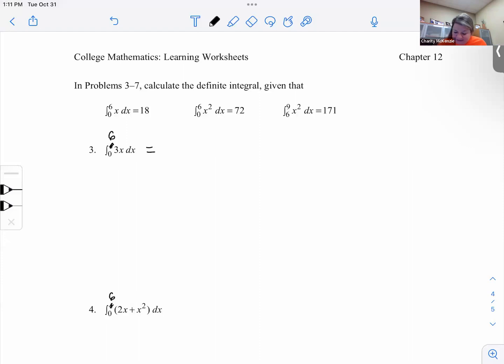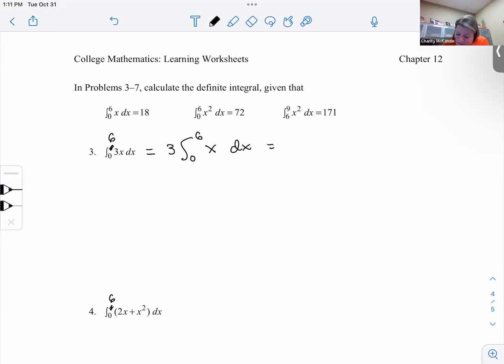Sorry, 0 to 6 of 3x. Well, we need an x. Ignore the 3, because we can pull the 3 out front and look at the x term. So we're going to pull the 3 out and just think of going from 0 to 6 of just the x dx. Dx is just part of our notation for integrals. And then we know that 18 is this area right here, so we replace that with 18, and we end up with 3 times 18. So 3 times 18 is going to give me 54.